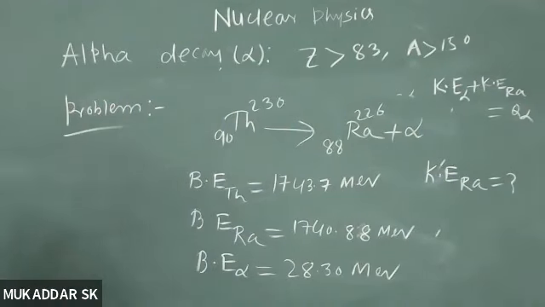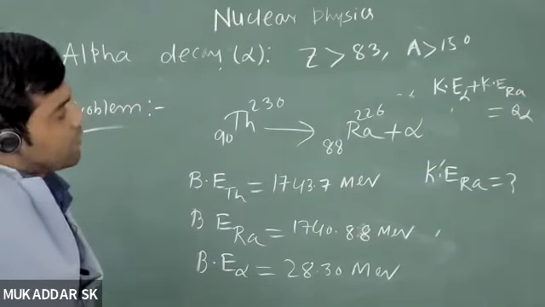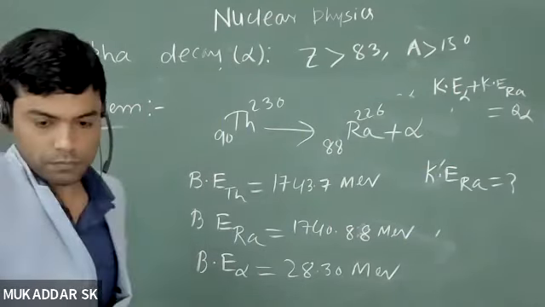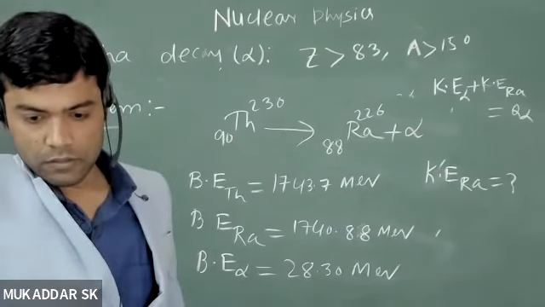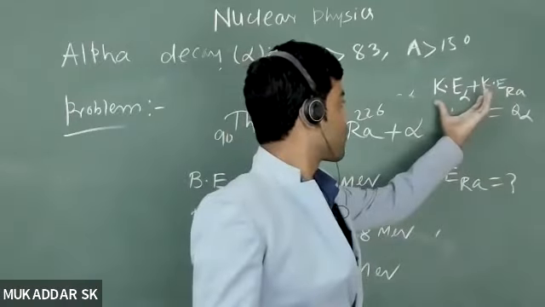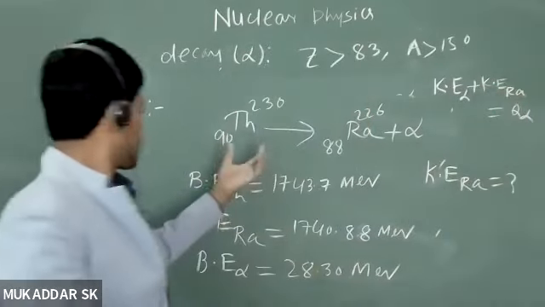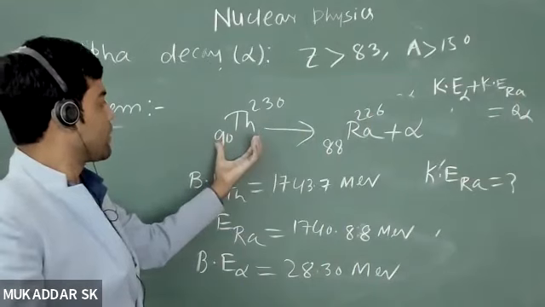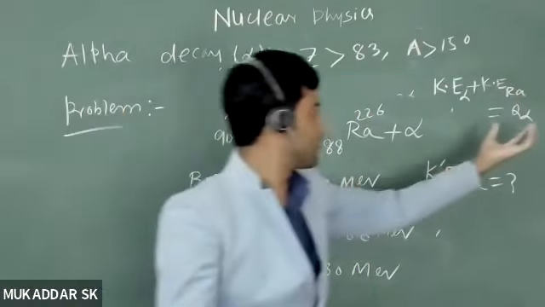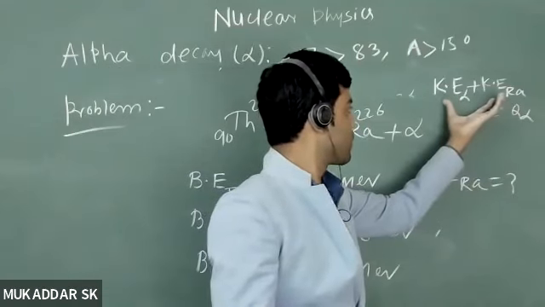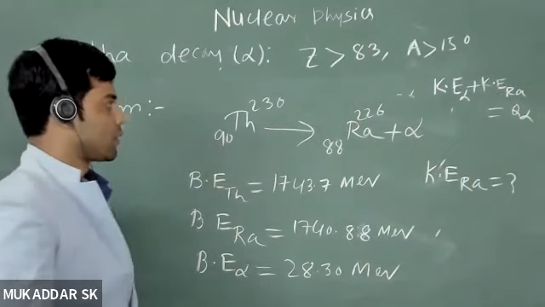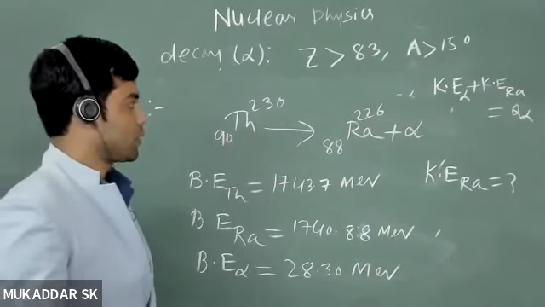Why am I writing kinetic energy of the alpha particle plus radium, that is giving you the total Q value? Tell me. I have defined that the Q value is nothing but the kinetic energy of the product minus the reactant. The parent nucleus is at rest, so the reactant kinetic energy will be 0. So the total Q value in the reaction is nothing but the kinetic energy of the product, because the parent is at rest. Is it not?